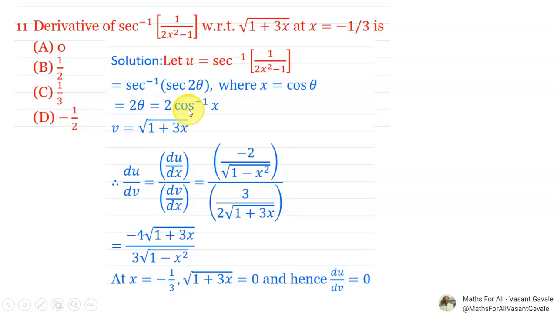Okay, but what is theta? Theta is cos inverse of x. Okay, next v is equal to root of 1 plus 3x. Now find out the derivative. du by dv is nothing but du by dx upon dv by dx.